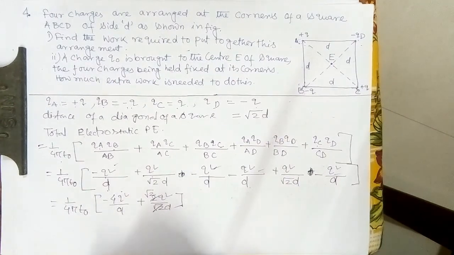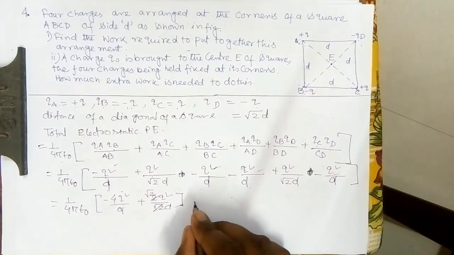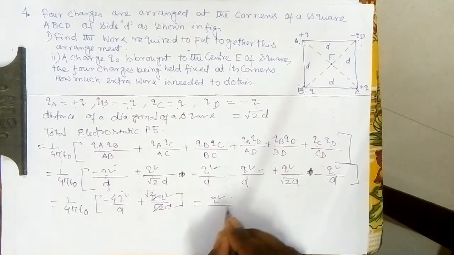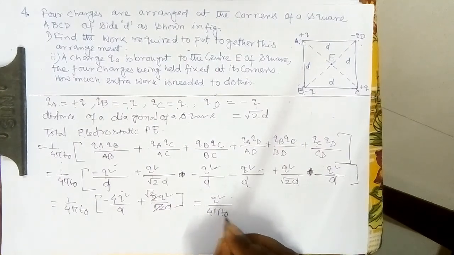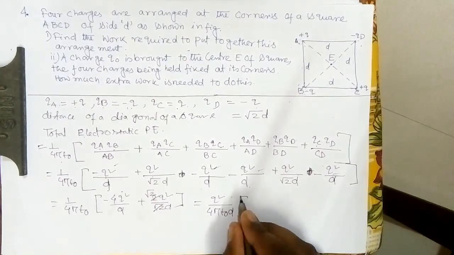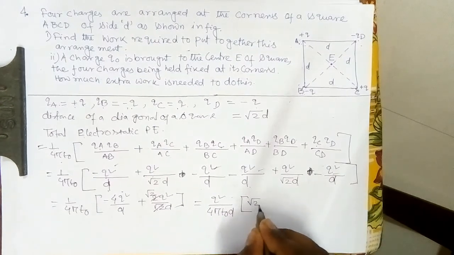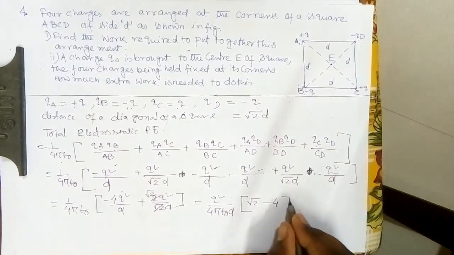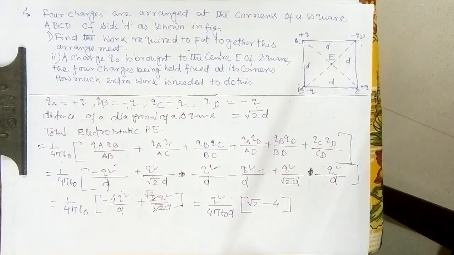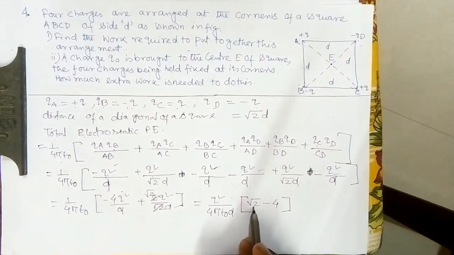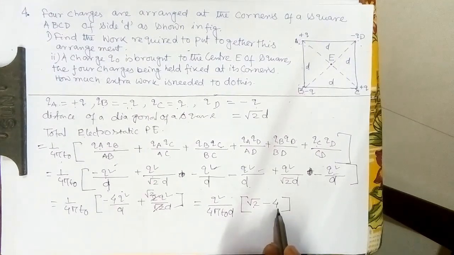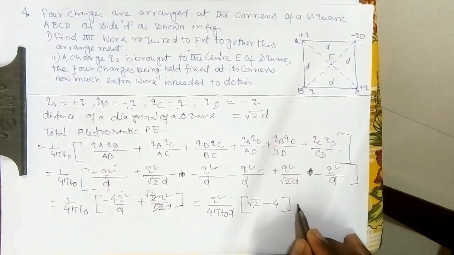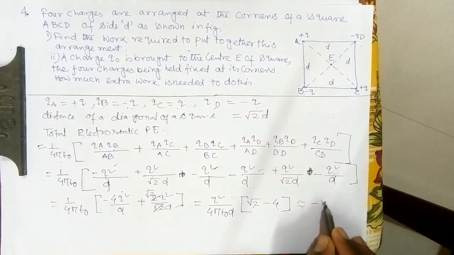It is 4Q square. So if I have taken Q square common, Q square by 4 pi epsilon naught D, so here it will come root 2 minus 4. Okay, that should be the answer. And you know root 2 is much smaller than 4. So that value should be a negative.